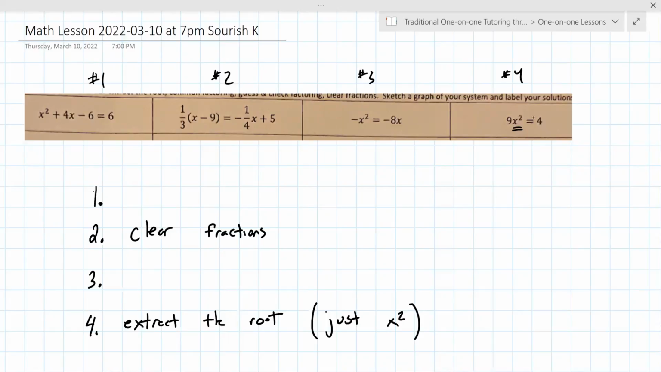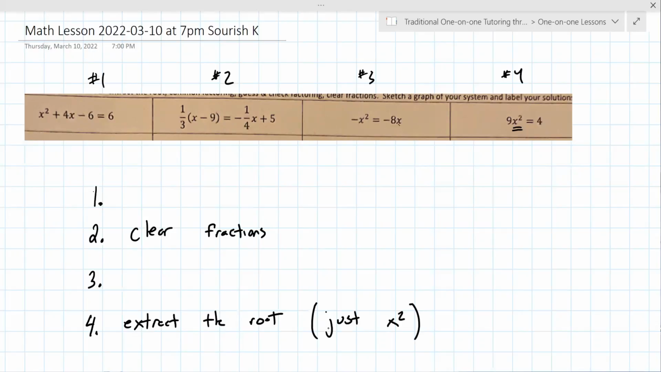I'm asking you, do you see that? Because number 1 has both an x squared and a 4x, number 3 has an x squared and an 8x, but number 4 just has an x squared. So that is why it's an extract root, because there's just an x squared in it.